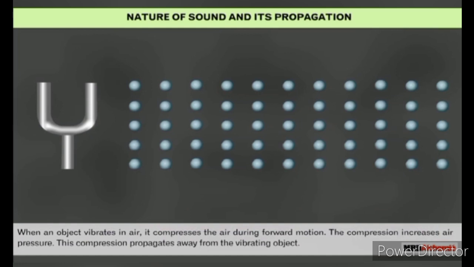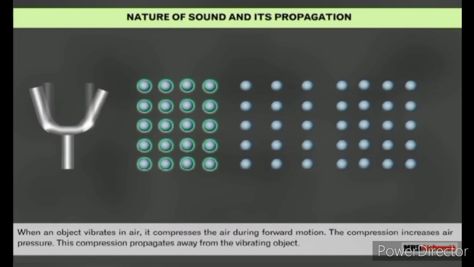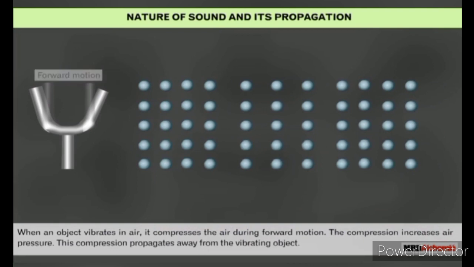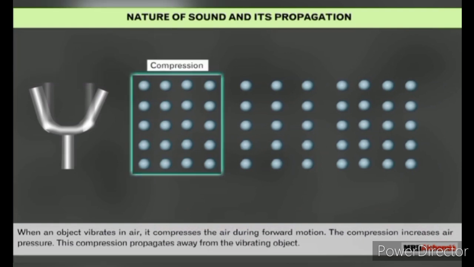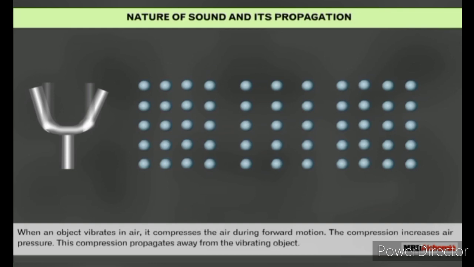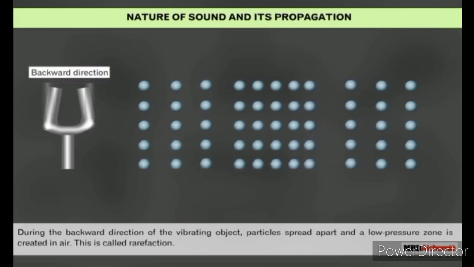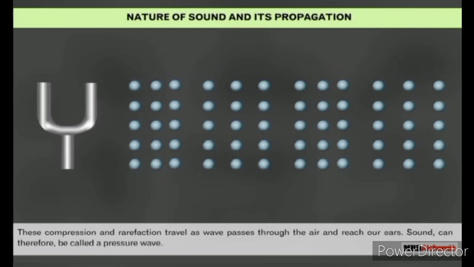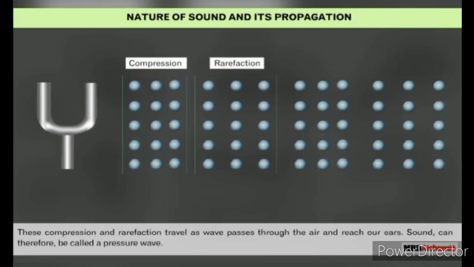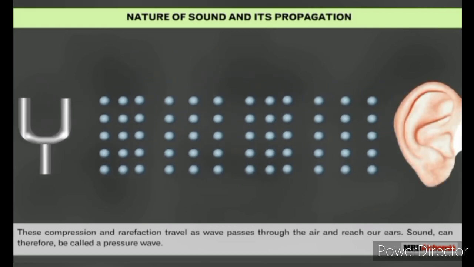When an object vibrates in air, it compresses the air during forward motion. The compression increases air pressure. This compression propagates away from the vibrating object. During the backward direction of the vibrating object, particles spread apart and a low pressure zone is created in air. This is called rarefaction. These compression and rarefaction travel as a wave through the air and reach our ears.